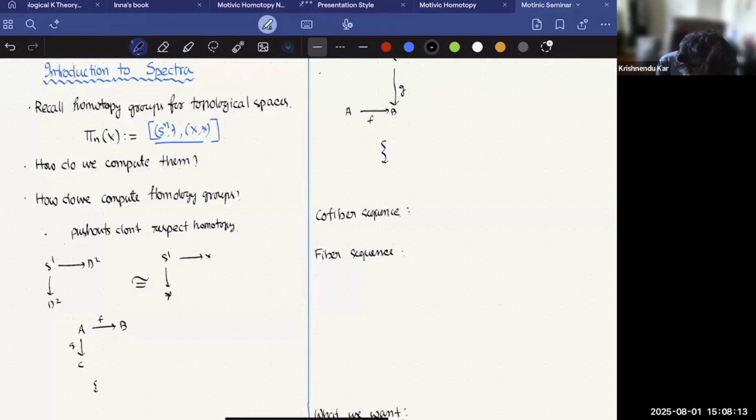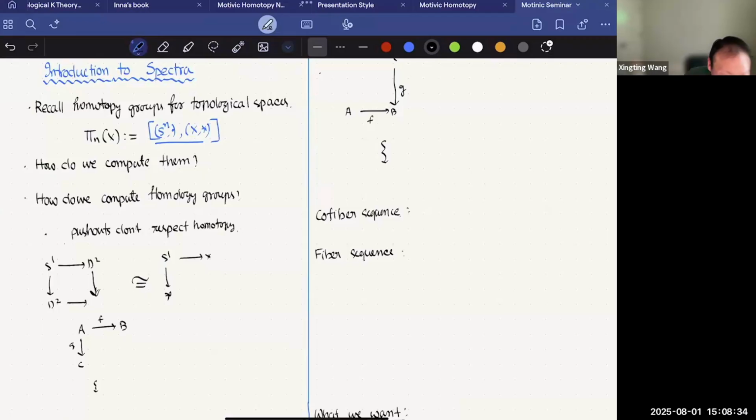Look at this diagram: S1 to D2, D2. Can anybody mention what the actual pushout of this diagram is? How about the two sphere? Yes, that's the two sphere. The boundary of the disk is a circle. Attaching two disks at their boundary gives you the two sphere. That's your pushout.